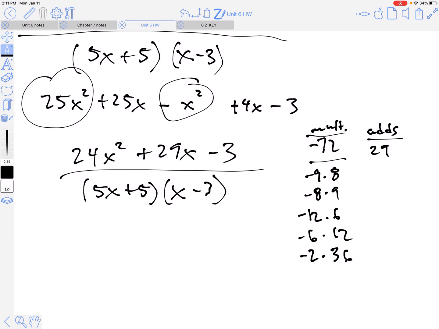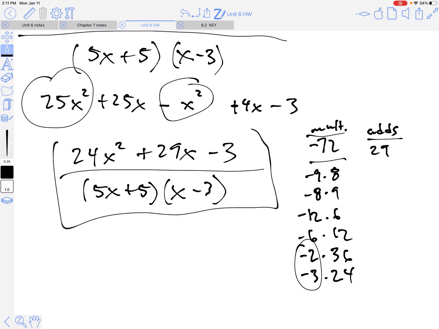So I don't think this is going to work, because the closest I can get is negative 3 times 24. So it's going to be something in between there. So I can't factor that, so nothing's going to cancel out, so I am done.